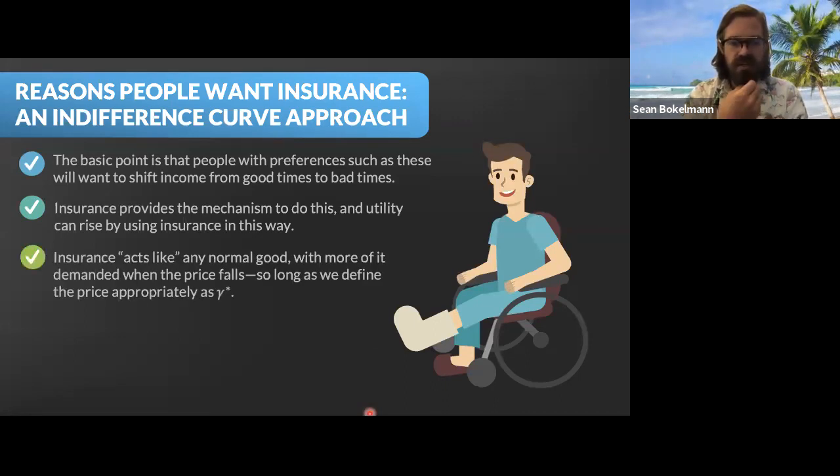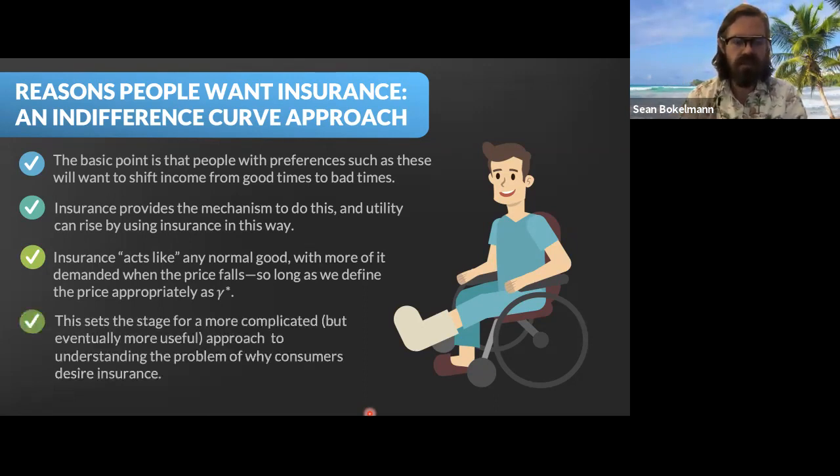So one useful way of thinking about this is that insurance is, in many ways, just like a normal good, right? There's more of it demanded when the price falls, and this is only really true as long as we can define the price appropriately as gamma star. But it's a normal good, right? If people's incomes go up, then they'll buy more of it, right? All right, so this is helping us set the stage for this much more complicated approach that we're going to take to understand the problem of consumers' choice of insurance and why they even desire it in the first place.